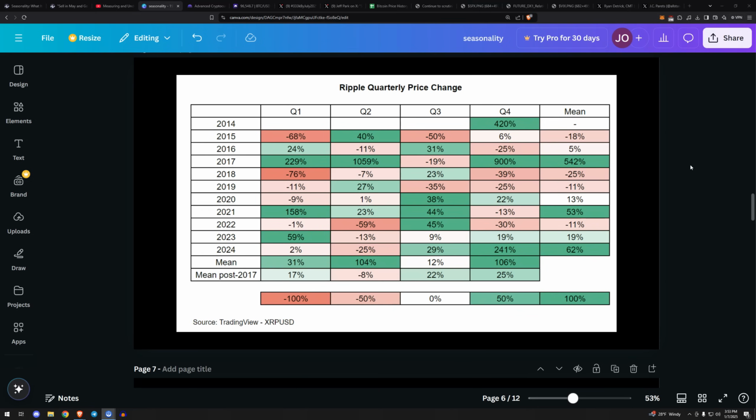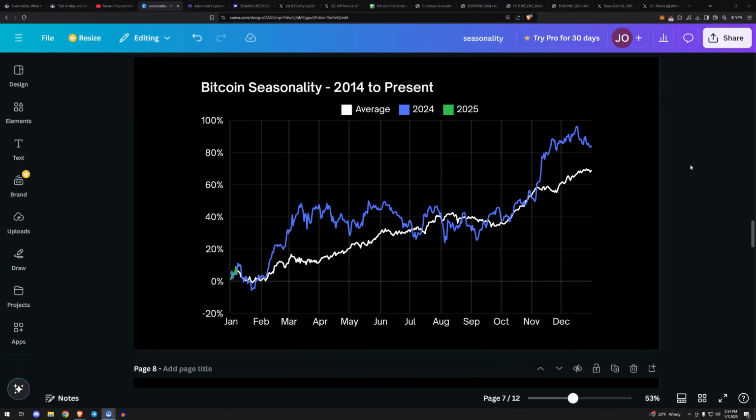Oddly for Ripple, Q1, Q3 has been where it's at. Now Q4, when it does have a positive year, tends to be enormously positive on Q4, but you don't really have enough data here. There isn't really a pattern per se. It's just kind of a mess. So for something like Ripple, even Solana, probably similar, there's just not enough data to be certain that any seasonality exists there whatsoever.